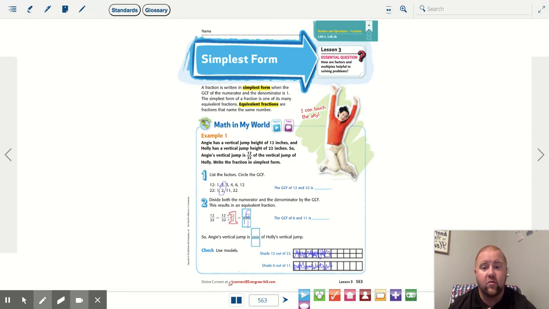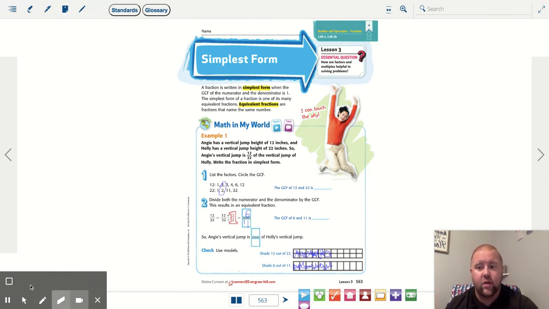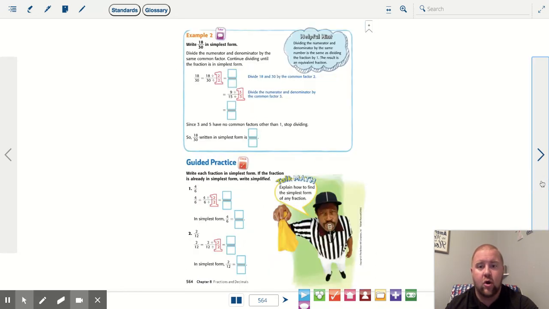So some of you think about greatest common factor, and it's a little bit tough for you. Another way to think about simplest form is just divide your numerator and denominator by the same number until there are no more numbers that they can be divided by. All right, so that's just another way you can think about simplest form. So we're going to move on to our next example.